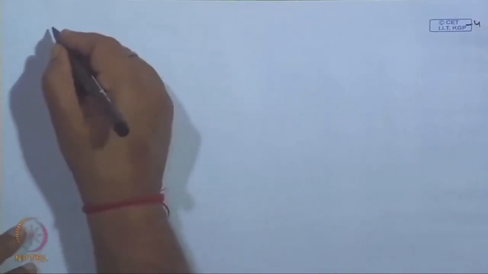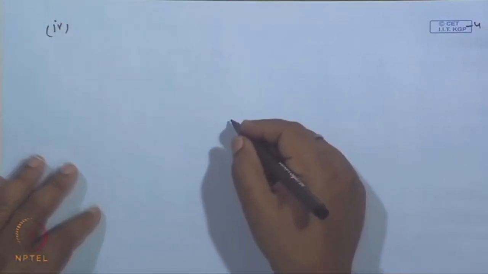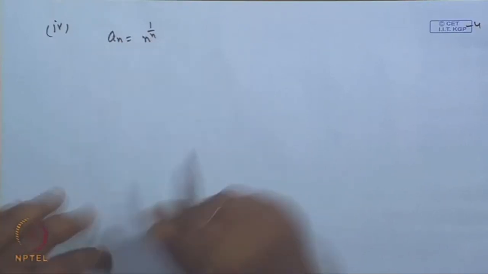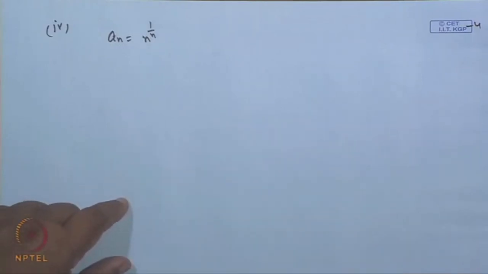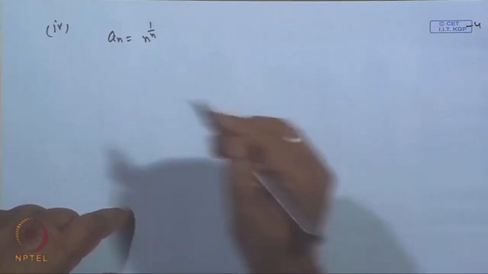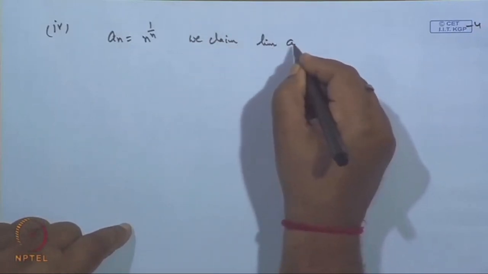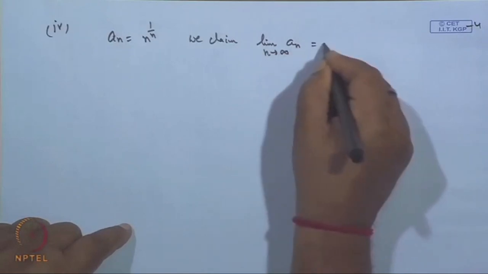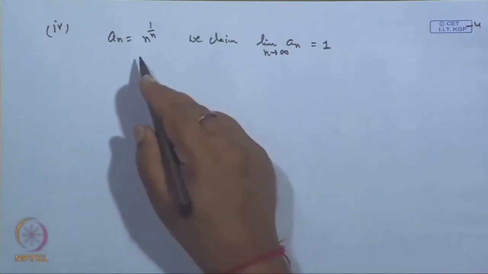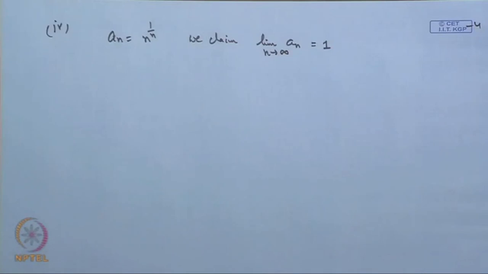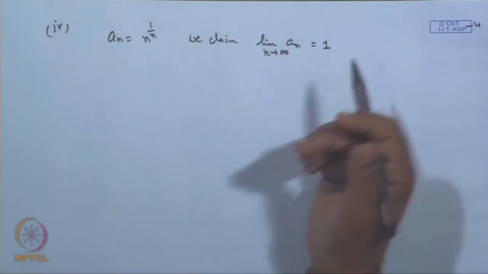Now, this is our fourth problem on limits. Suppose we take a_n to be n raised to the power 1 by n. Now, we claim that the limit of this sequence a_n as n tends to infinity is 1. As n is sufficiently large, this basically tends to 1. Okay? So how do we justify the limit to be 1?